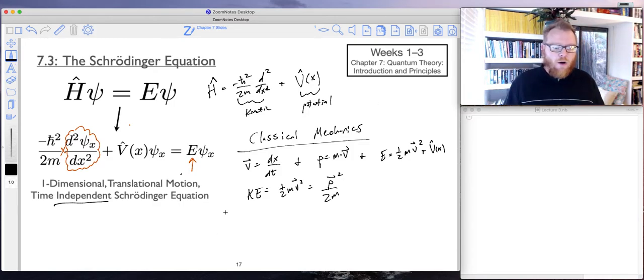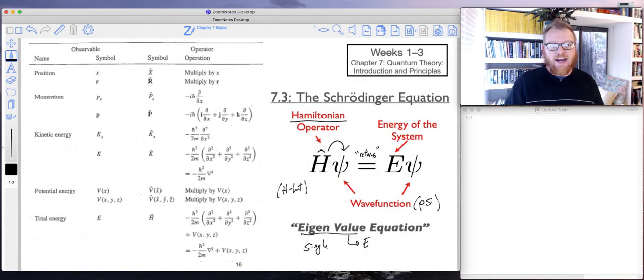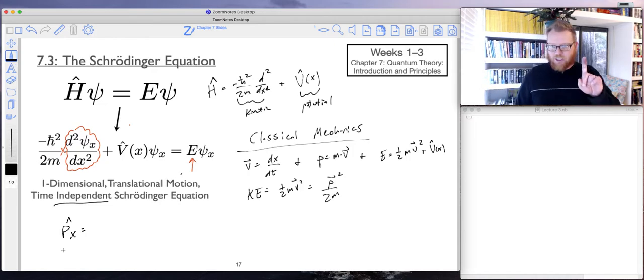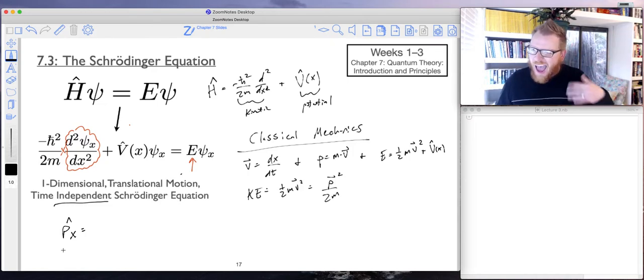So now I'll remind you of our momentum operator on this previous sheet, right? Negative i times h bar times d dx, okay? So let's write that down over here. So the momentum operator, and I'm going to put this sub x because for now we're only dealing in one dimension, okay? So that sub x is just reminding us this is one dimension.